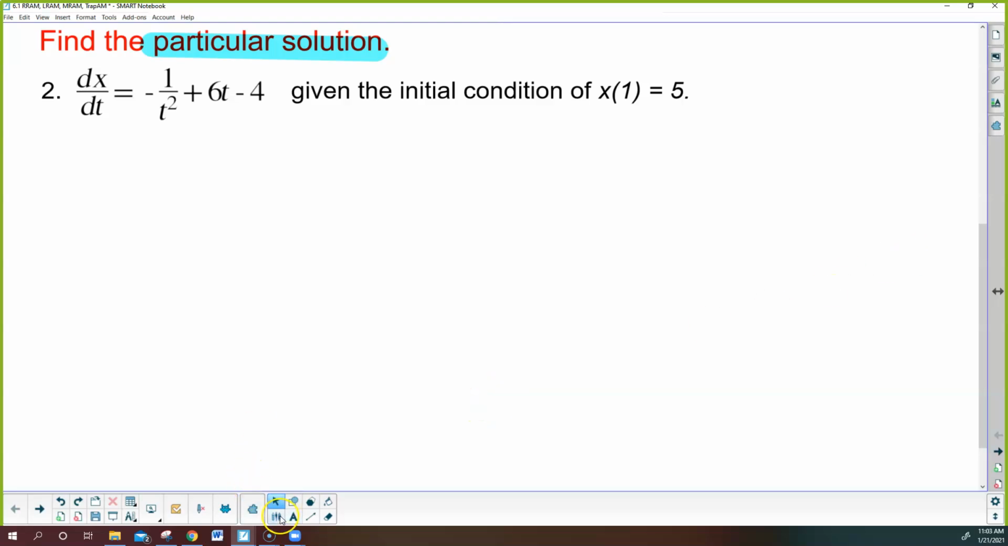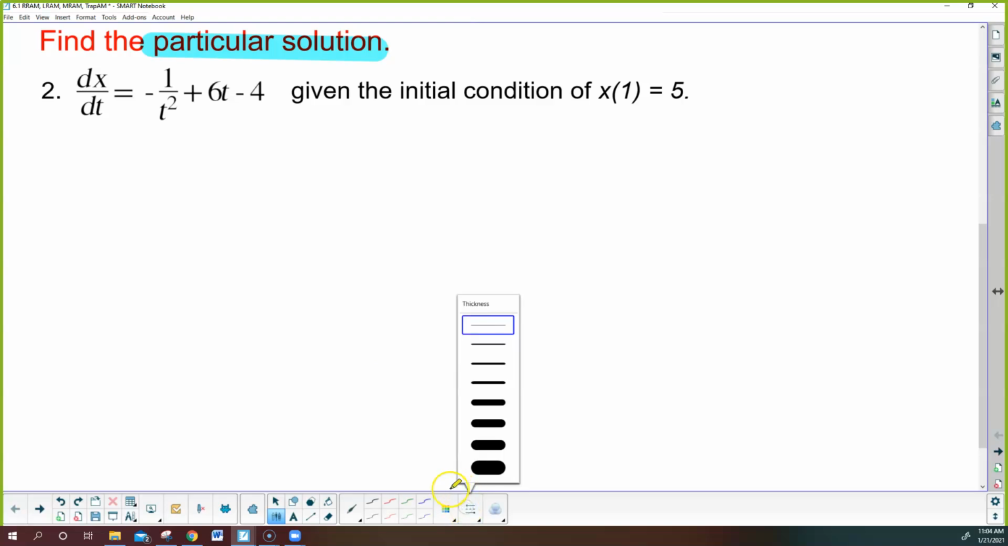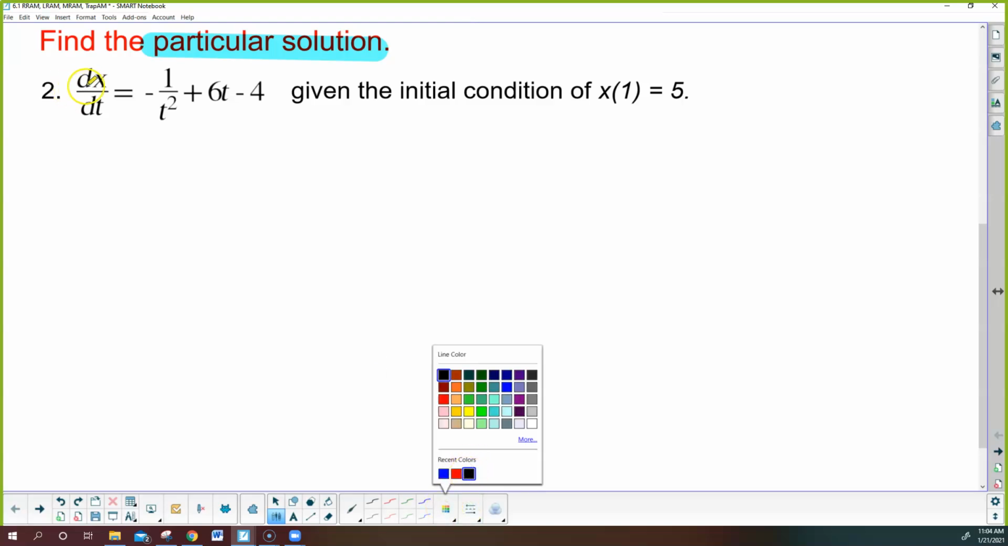All right, so let's try this one again. The very first thing I'm going to do is split up this dx dt. Now be careful with x. A lot of students think x is always the independent variable. In this case, it's not. It's dependent upon t. So t is the independent variable. So I'm going to move the dt over to the other side.